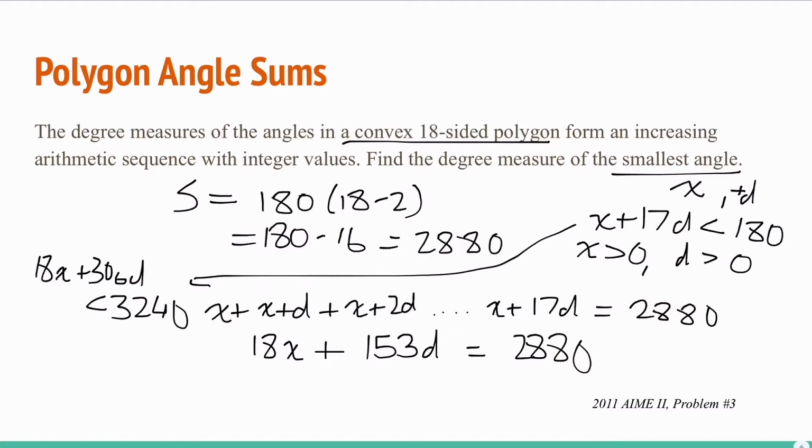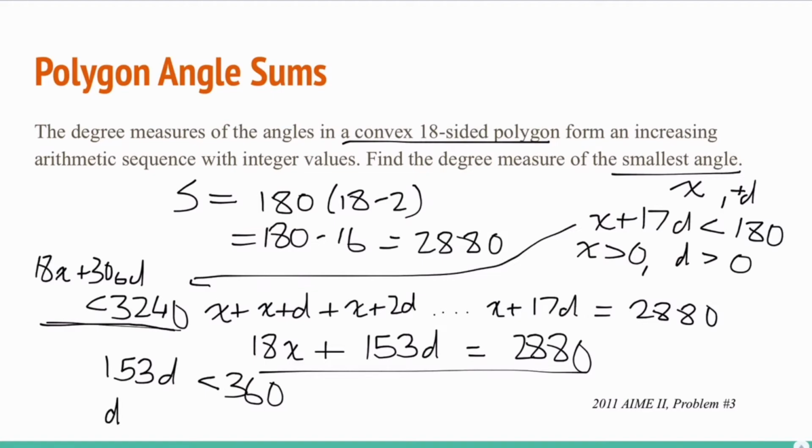Now, we can subtract this from this, and we get that 153d is less than 360, or d is less than or equal to 2, since it has to be an integer value. And for x to be an integer value, d has to be even, so d equals 2. And from this, we get that x is equal to 143 degrees, which is our answer.